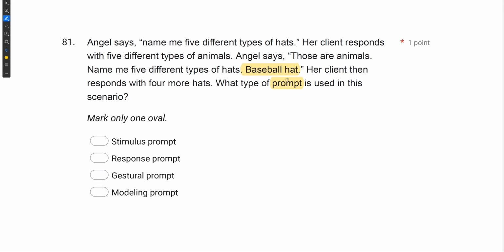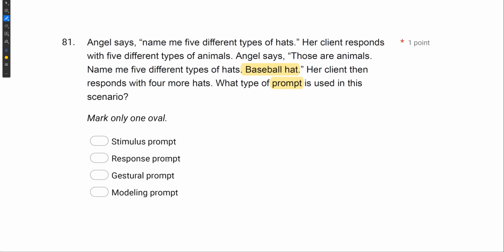So the baseball hat, what type of prompt is that specifically? Well, specifically, that's a verbal prompt, right? She's verbally prompting out the rest of the responses. If we look at our answer choices, we don't have a verbal prompt. So we've got to move to the next thing, a more broad description of it. And a more broad description, is it a stimulus prompt? Is it a response prompt?